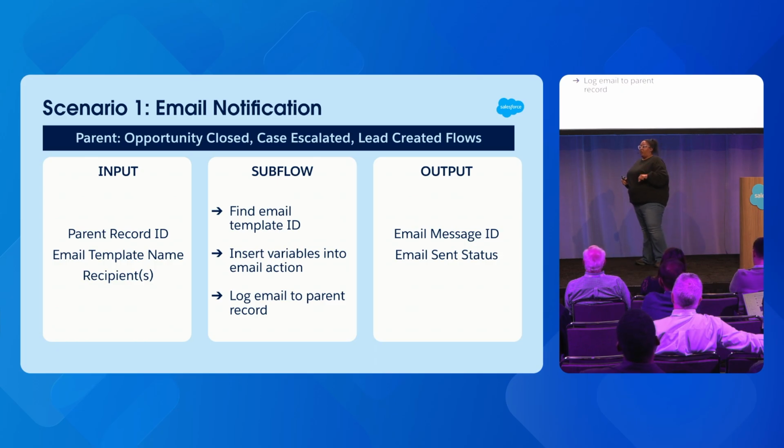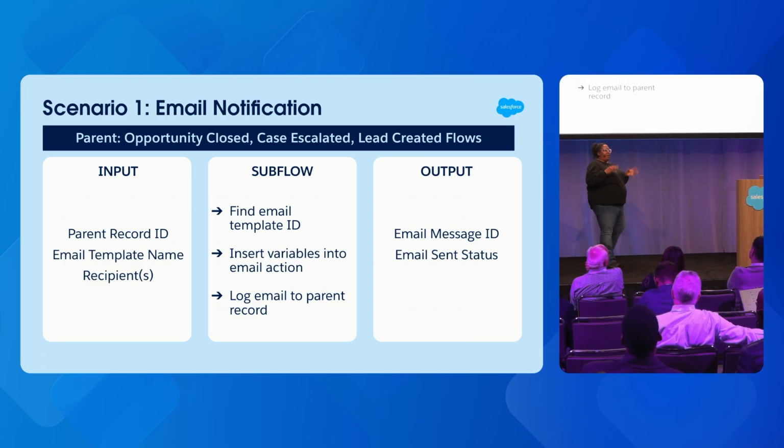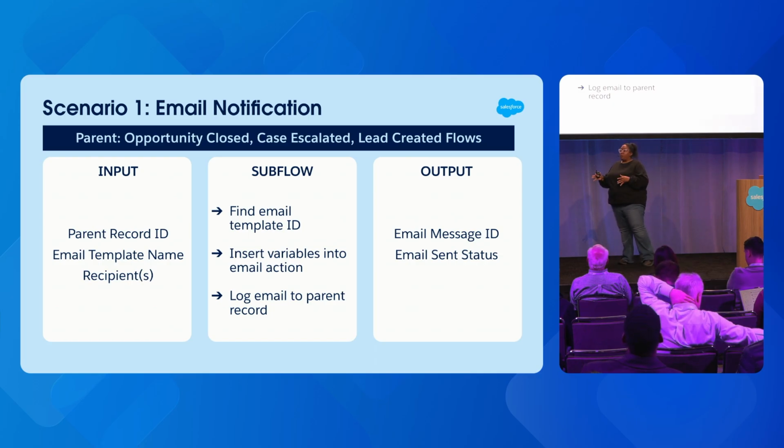Within your parent flow is where you can identify the name of the template or under what circumstances that email should be sent, all of the logic that determines if this should be sent. But the actual sending, querying for the ID for the template, all of those details can be held within that subflow. And you can use this across other flows. And whatever the outputs are, you can determine what you do with those within each parent flow.